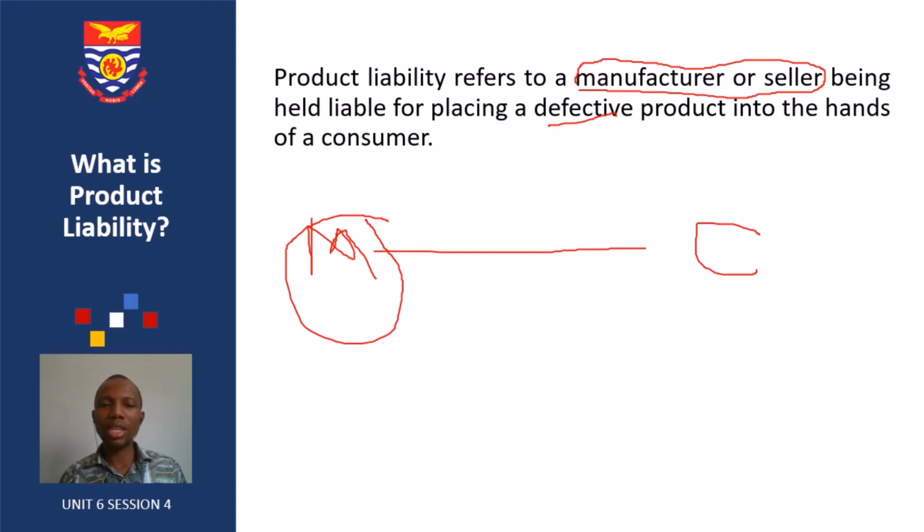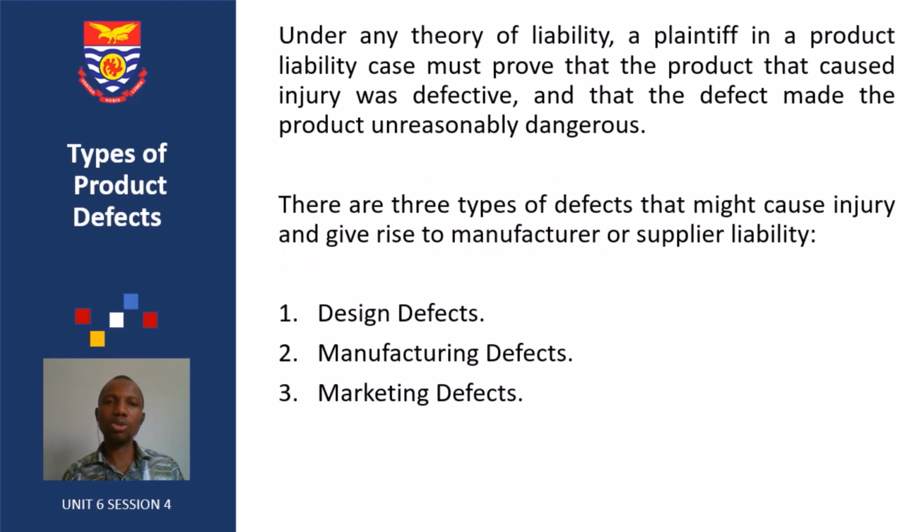Perhaps after the manufacturer has produced, the seller also altered the goods in some way before the consumer bought it. In that case, the seller too will be responsible or be liable for the injury caused to the consumer. Now, you should understand that you have different types of defects.